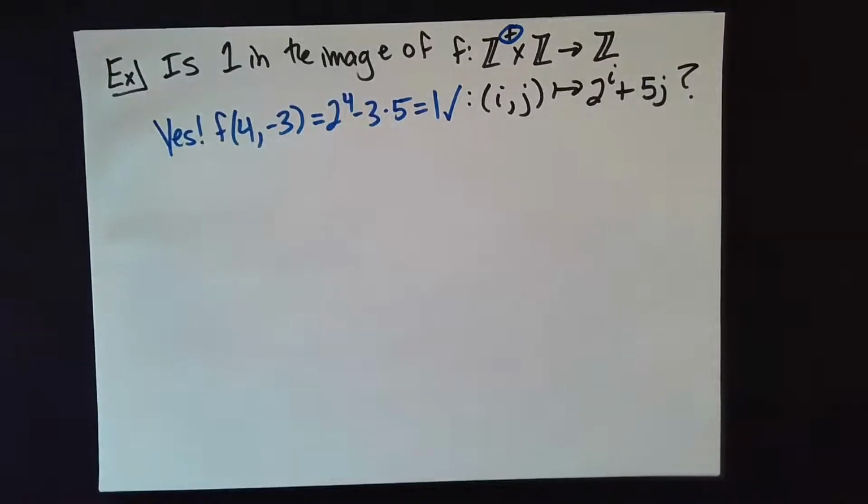Now, as you might predict, showing something's not in the image is usually going to be more difficult. So, for example, 5 is not in the image of this function, but I think that's a little bit trickier to prove.